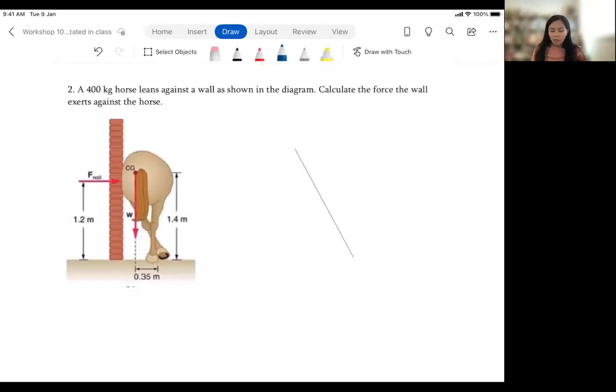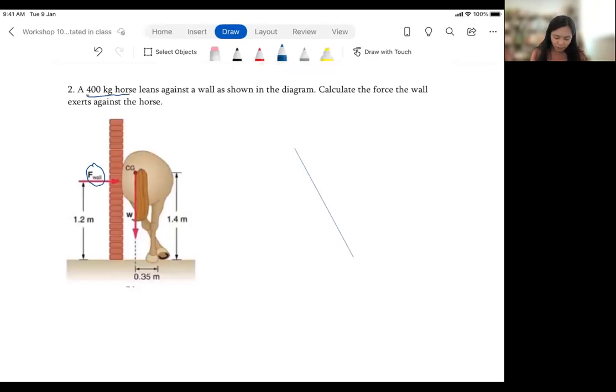Right. We're given the mass of the horse. It's 400 kilograms and it's leaning against a wall. And we want to calculate the force exerted by the wall. So it's this F wall that's illustrated in the free body diagram, and it's pointing to the right.